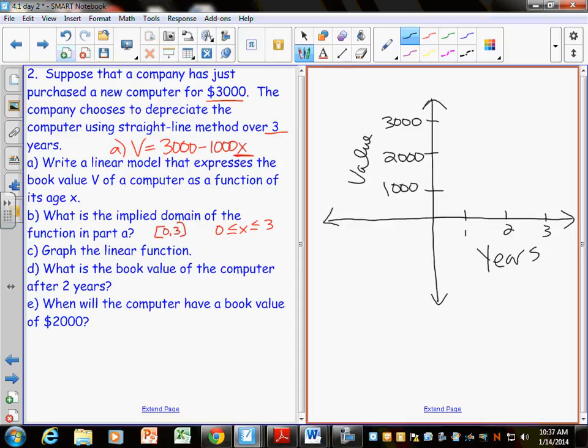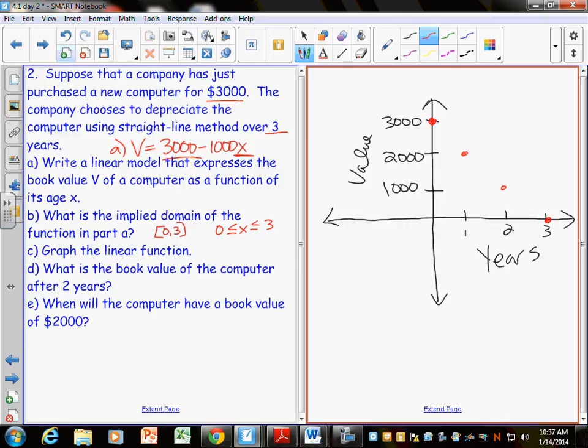But this is slope-intercept. I kind of have to switch around and have the y-intercept first and the slope last. But this is a y-intercept of 3,000 with a slope of how much it's depreciating each year. 1,000 each year it's losing. So I'm going to go down 1,000 over 1. Down 1,000 over 1. Down 1,000 over 1.